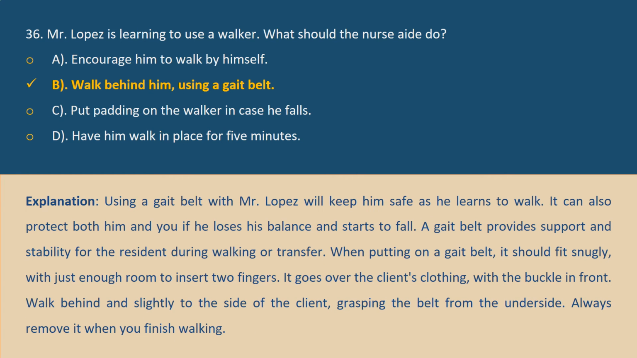Answer B. Explanation. Using a gait belt with Mr. Lopez will keep him safe as he learns to walk. It can also protect both him and you if he loses his balance and starts to fall. A gait belt provides support and stability for the resident during walking or transfer. When putting on the gait belt, it should fit snugly with just enough room to insert 2 fingers. It goes over the client's clothing with the buckle in front. Walk behind, slightly to the side of the client, grasping the belt from the underside. Always remove it when you finish walking.